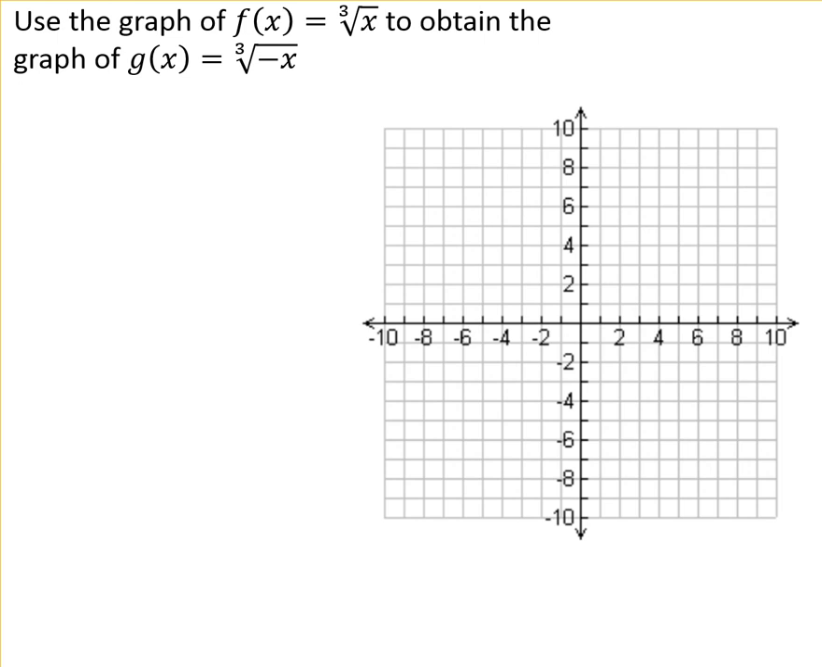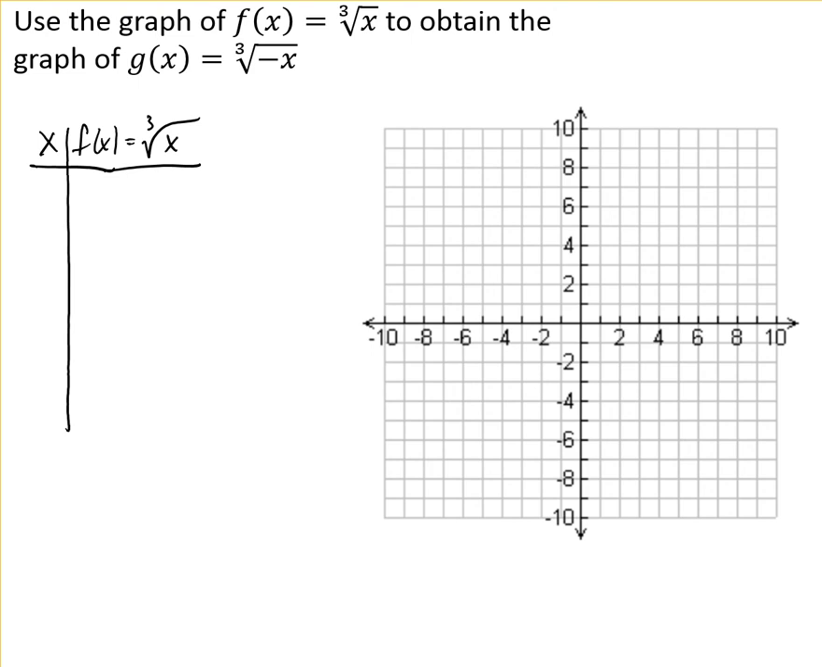Here we're going to use the graph of f of x equals the cube root of x to generate the graph of g of x equals the cube root of negative x. So we need to start by graphing f of x equals the cube root of x. This is another one of our common functions that we would like to have some type of familiarity with.